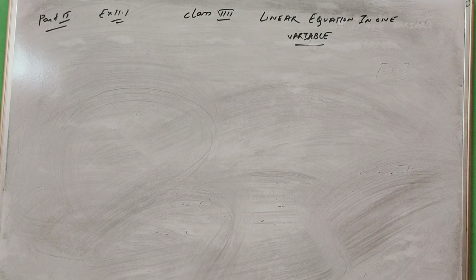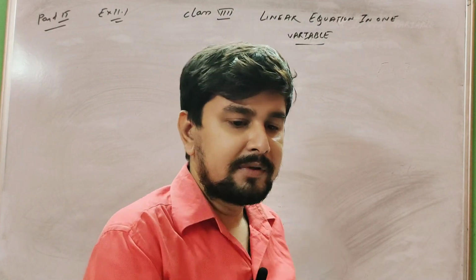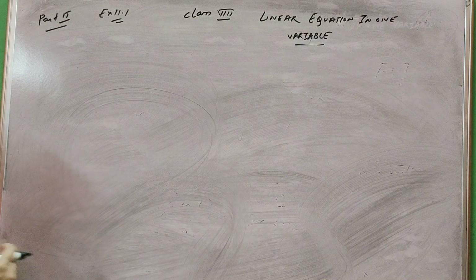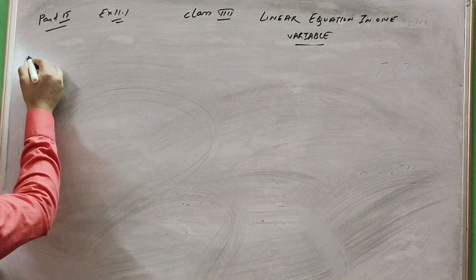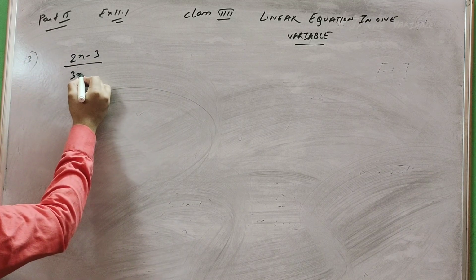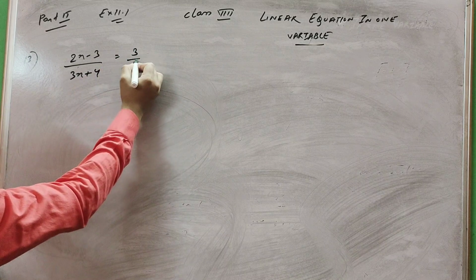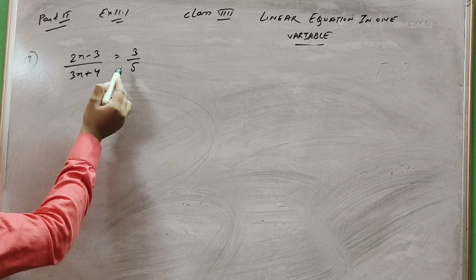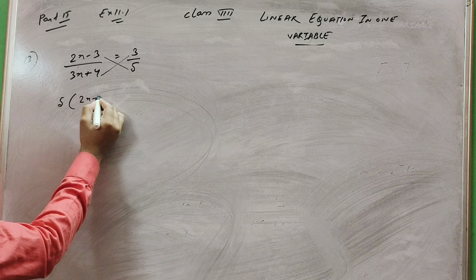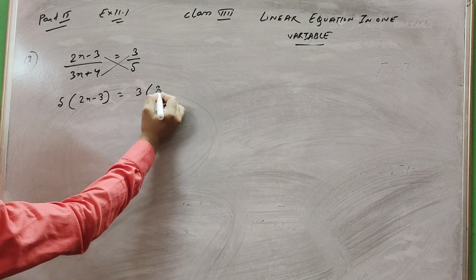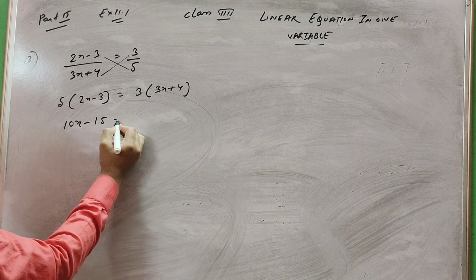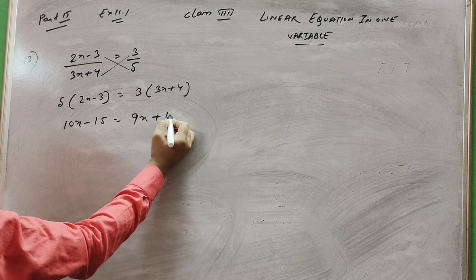Okay, class 8, this is your part 2 video from exercise 11.1, linear equations in one variable. Today we start from question number 13: (2x minus 3) upon (3x plus 4) equals 3 upon 5. We know the rule: cross multiply. So 5 multiply (2x minus 3) equals 3 multiply (3x plus 4). So 5 2s are 10x minus 5 3s are 15, 3 3s are 9x plus 3 4s are 12.